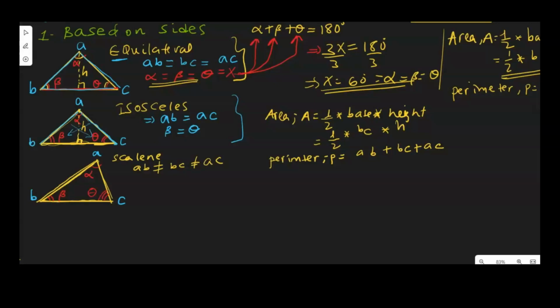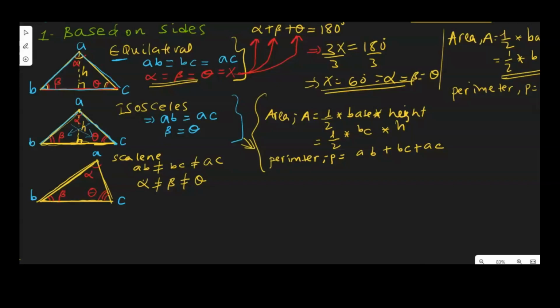That means angle alpha is different from beta, is different from theta. So this is for the scalene triangle.